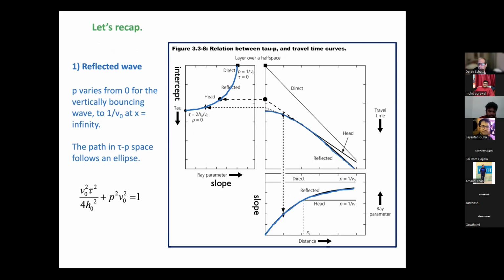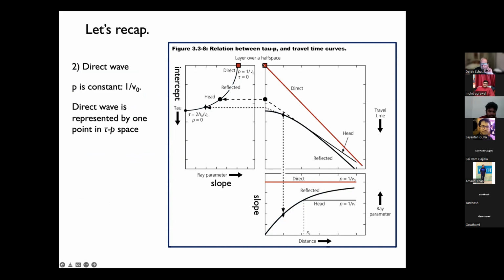So since this was a little confusing, I want to do a recap. For a reflected wave, we have an inverted hyperbola, and p goes from 0 to 1 over v naught. And in tau p, it goes from tau equals 2 h naught over v naught right here to tau equals 0 for p equals 1 over v naught. So this is for infinite distance, and this is for 0 distance.